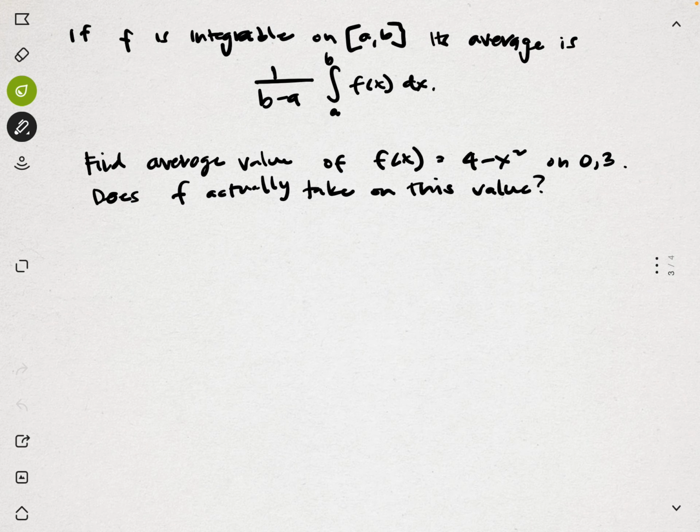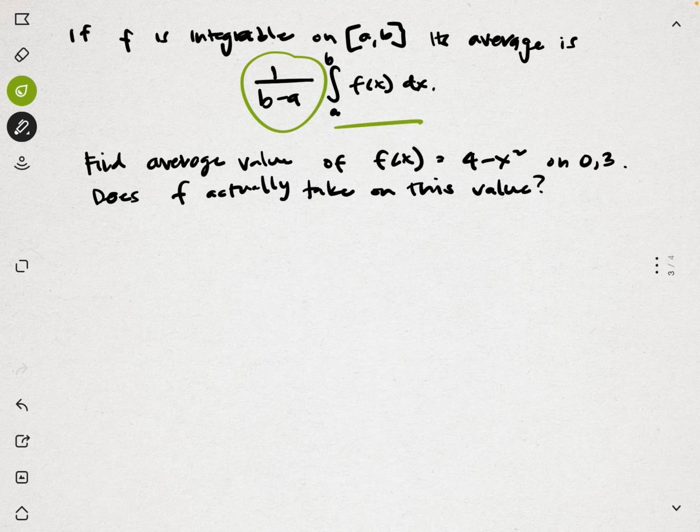Okay, this one is not too bad. It's saying if f is integrable on [a, b], then its average is 1 over b minus a times the integral from a to b of f of x dx. So this is the integral part, and then this is how we find the average. a is the start, b is the end. So we're just technically dividing our integral by the change in x.